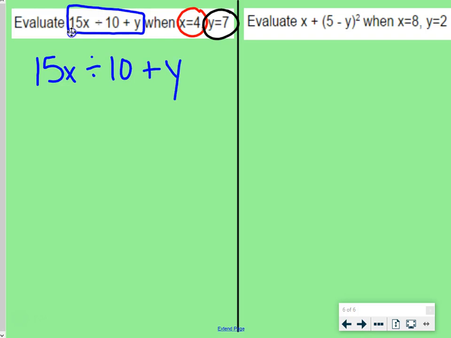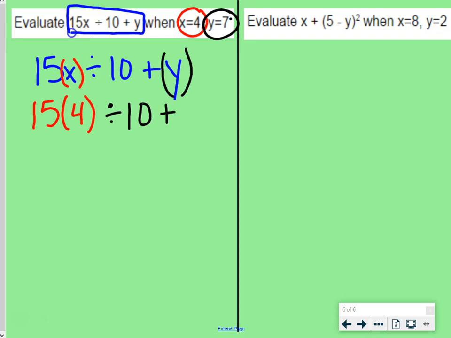First step, make that substitution in parentheses. So 15x, x is 4. I'm going to put 4 in parentheses instead of this x. Divided by 10 plus y. We need a number now in for y, which is 7. So we're going to put plus 7 in parentheses.